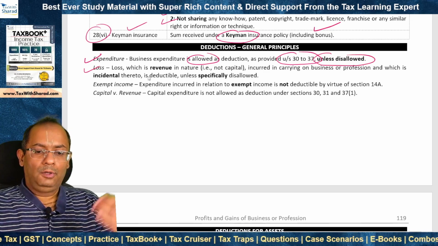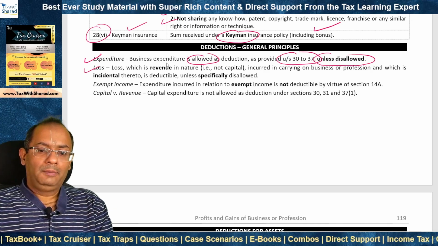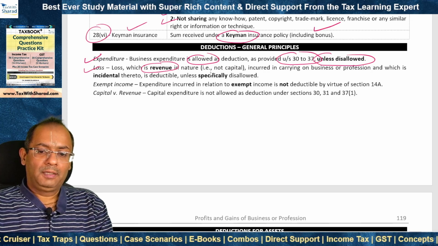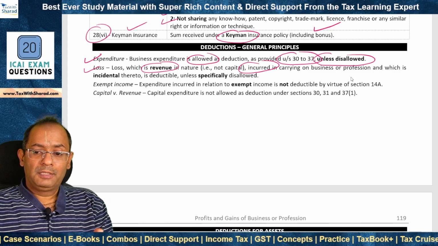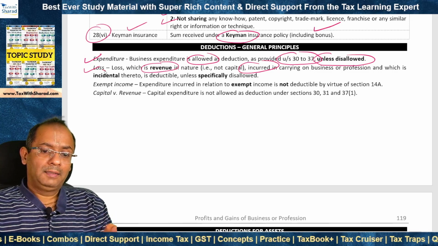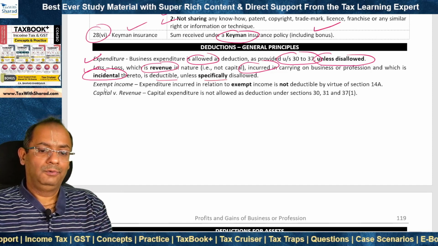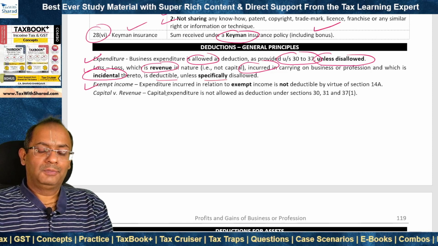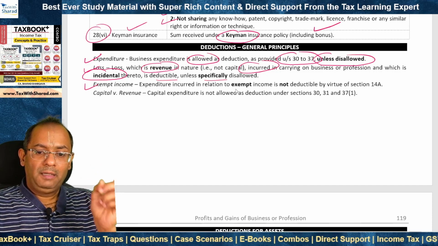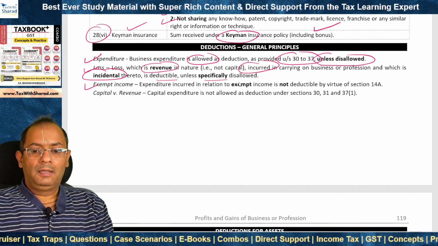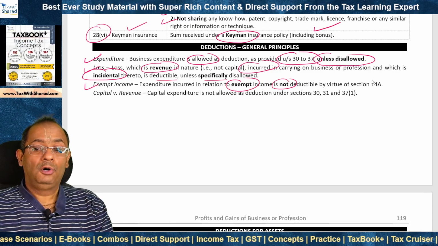What about loss? Loss per se is not an expenditure, but it is also deductible if it is revenue in nature. That is, it is not capital in nature. It is incurred in carrying on business or profession and it is incidental thereto. It is also deductible unless it is specifically disallowed. What about exempt incomes? We have already noted under the topic of exempt incomes that expenditure, if it has been incurred in relation to exempt income, is not allowed as a deduction by virtue of section 14A.